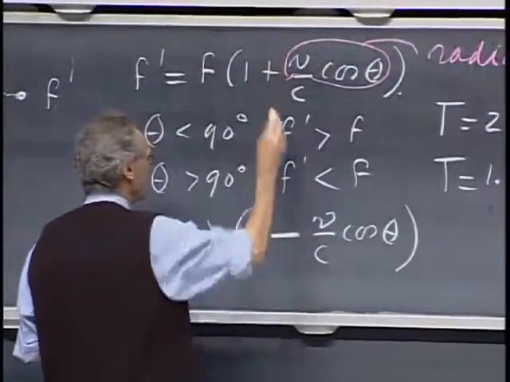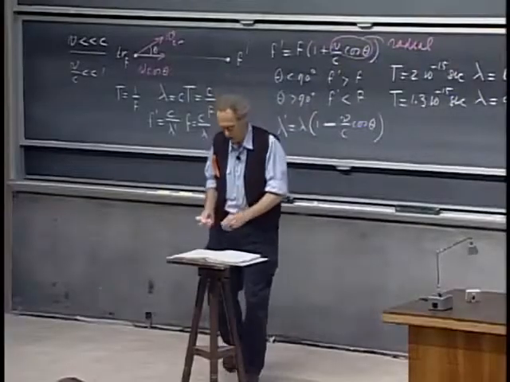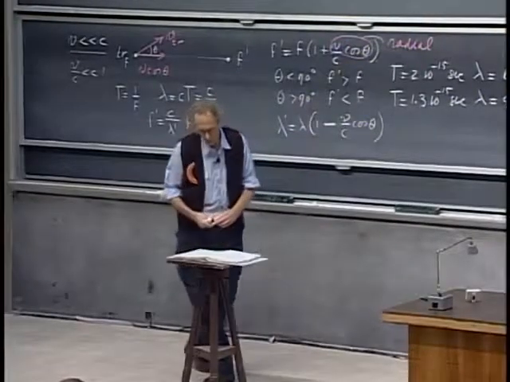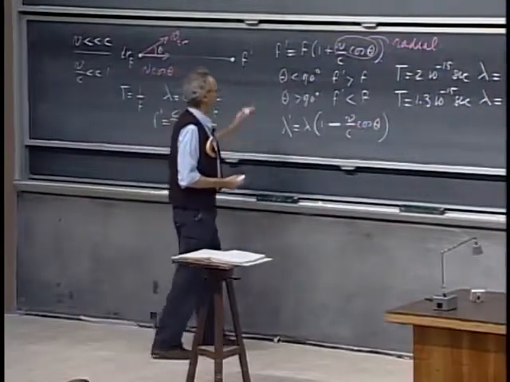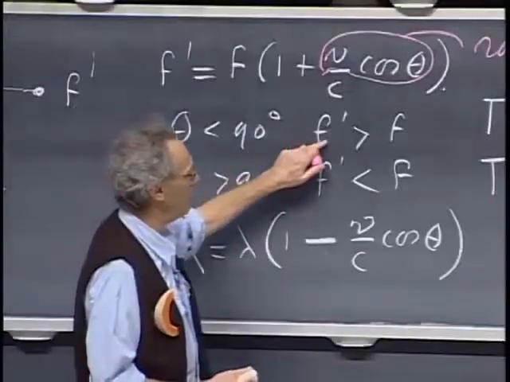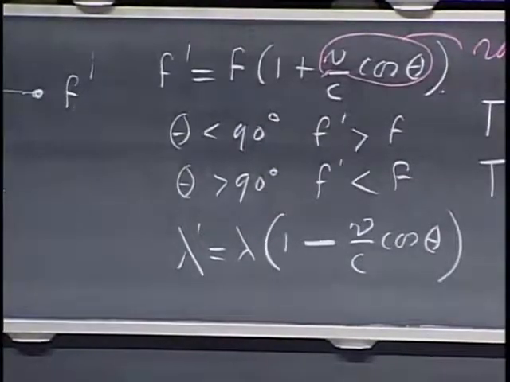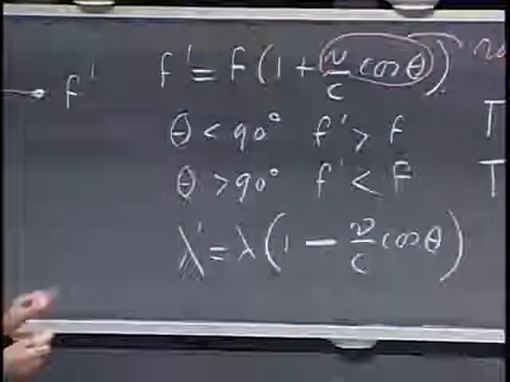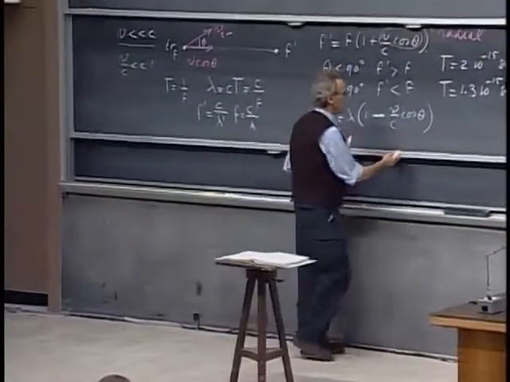If this is a plus, this is a minus. Check that for yourself. You have to use the Taylor expansion, namely that v over c is much, much smaller than 1. So you can see now, if the object comes to you, in other words, if f prime is larger than f, if the frequency is higher, then the wavelength will be smaller. Let me write that down.